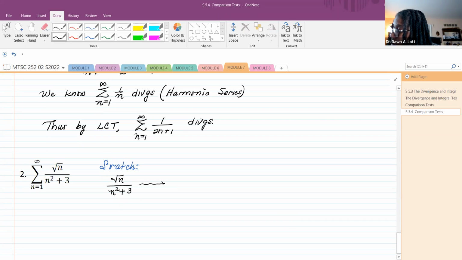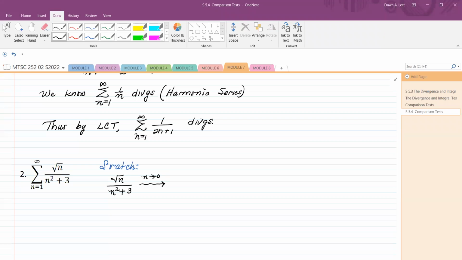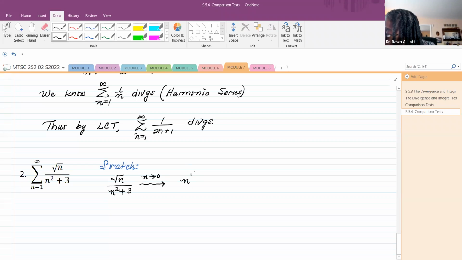And I'm going to say, oh, if that gets really, really big, does that 3 really matter? If I'm at 10 trillion squared, no, that doesn't really matter. So this looks like the numerator is n to the 1/2. The denominator looks like n squared. So the whole thing looks like 1 over n to the 3/2 power. And that is what I'm going to call to be my Bn.